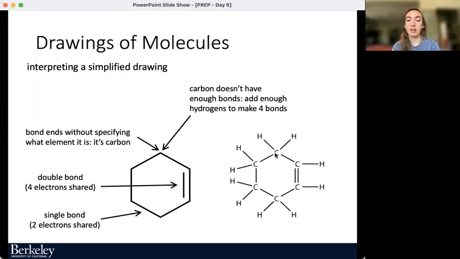Each of these carbons that only has 2 lines drawn gets 2 hydrogens. And over here, there are some carbons that have 1, 2, 3 lines already drawn to them, so they get one more hydrogen. And so this is C6H10. So there are 10 hydrogens if you just go around and count the number of hydrogens. Does anyone have questions on this?